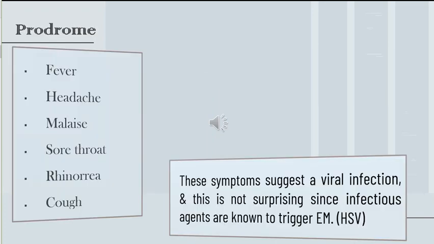Erythema multiforme starts with a prodrome, meaning the patient feels the prodrome we know from viral infections, such as fever, headache, malaise and sore throat. They may also have rhinorrhea and cough. These symptoms suggest a viral infection. So when I see a patient coming with these symptoms, I will suggest a viral infection, but this should not surprise us, because the herpes simplex virus is a triggering factor for erythema multiforme. So it is completely normal for the patient, as a defense reaction of the body, to feel the symptoms of a viral infection.